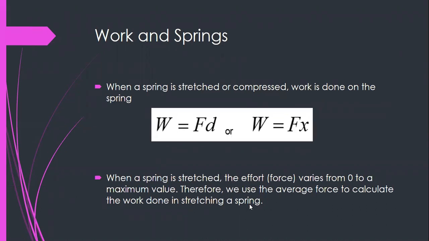When a spring is stretched or compressed, work is done on the spring. And we have this simple equation, which means work done is equal to the force applied multiplied by the distance, or W equals F times X, which is force times the displacement of the spring. When a spring is stretched, the effort F varies from 0 to a maximum value. Therefore, we use the average force to calculate the work done in stretching a spring.